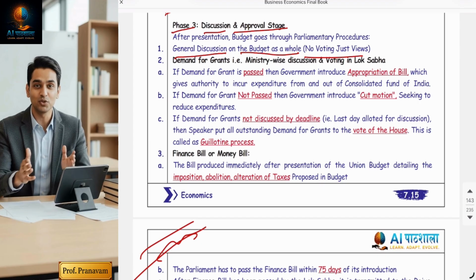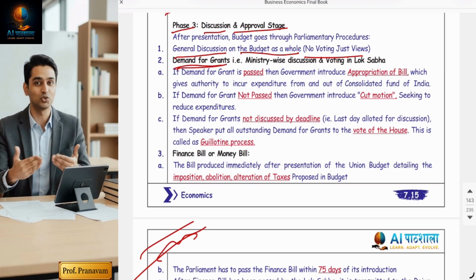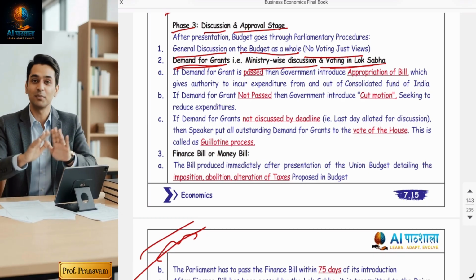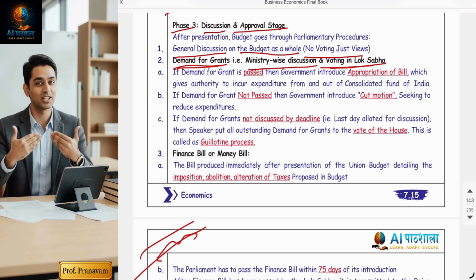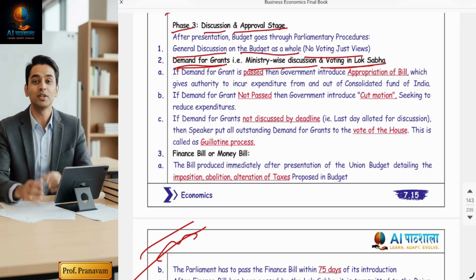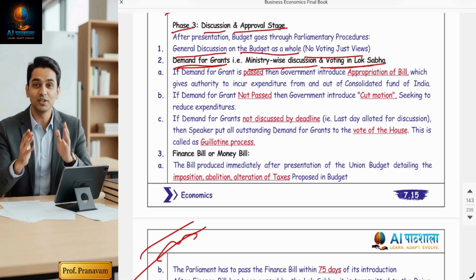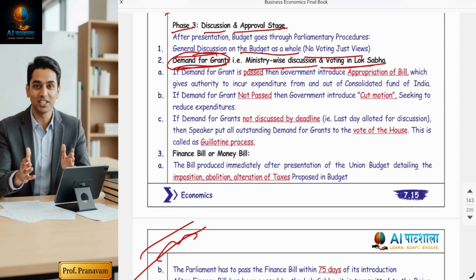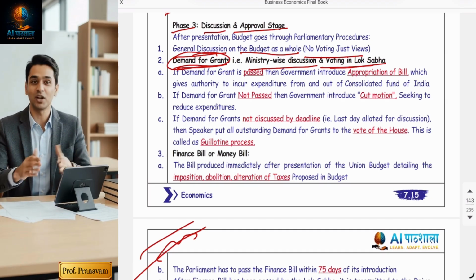And during the discussion on demand for grants, ministry-wise discussion and voting take place. Guys, what is this demand for grants? Understand, demand for grants is a document where all ministries demand money from the budget share to run their own states. It covers their own state-wise expenditures and income, so that the money can be disbursed to the individual states, and accordingly they can run their states.